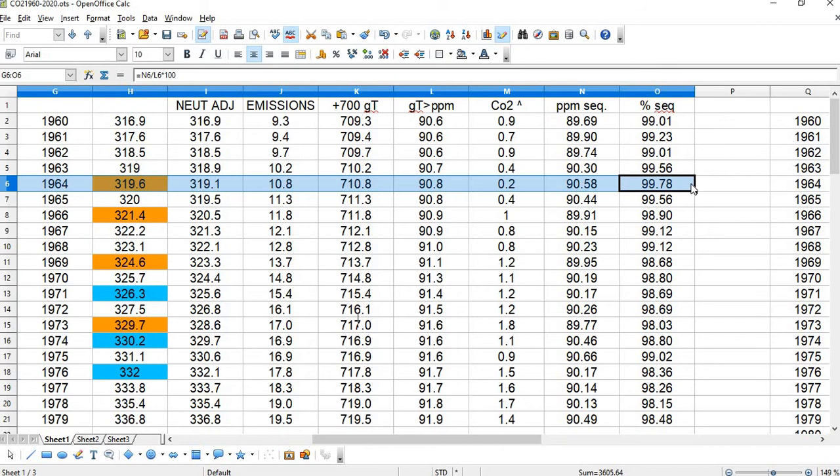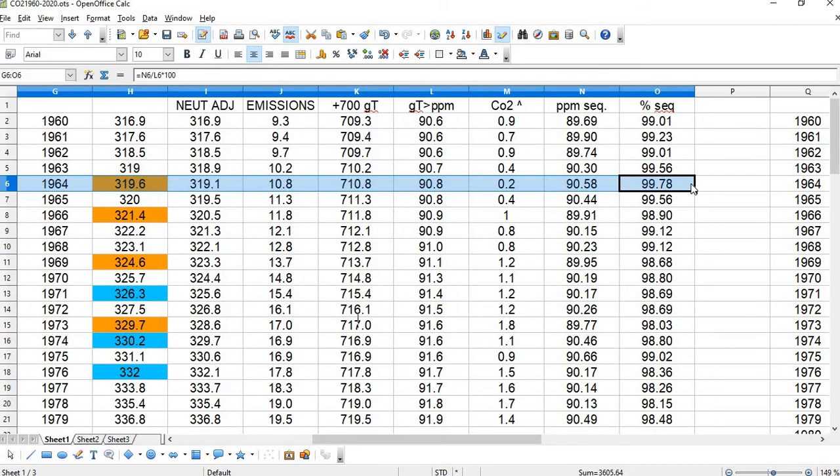So 90.58 was taken up by the planet out of 90.8 which was put up. So that comes out that 99.78% of all the atmosphere in that year was sequestered by the Earth, taken back out of the atmosphere, leaving the excess 0.2 parts per million, which shows us the annual increase.